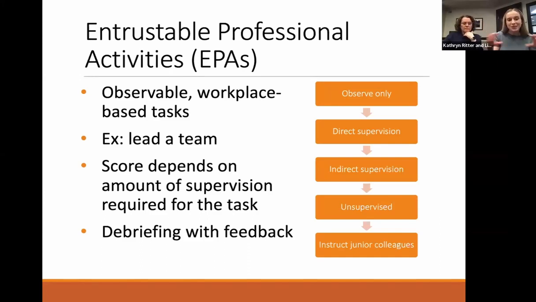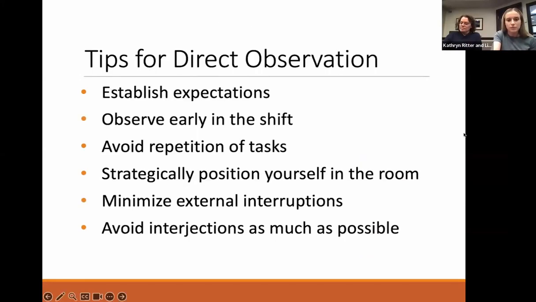The thing you'll recognize still is that at the bottom of the slide, debriefing with feedback is here once again, which is really what I wanted to hit home: this is the key point of any of these direct observations, that debriefing process where the learning happens.